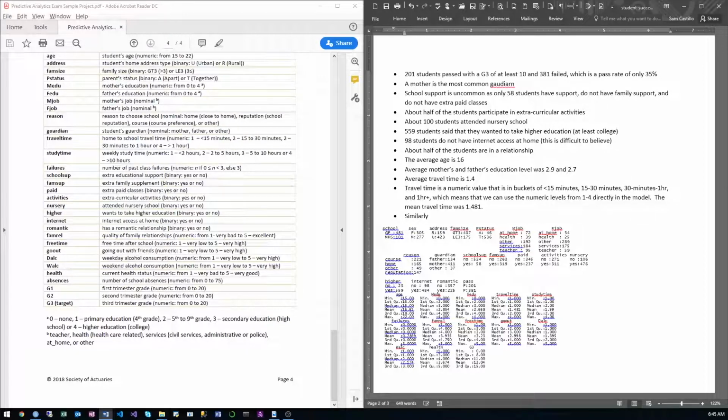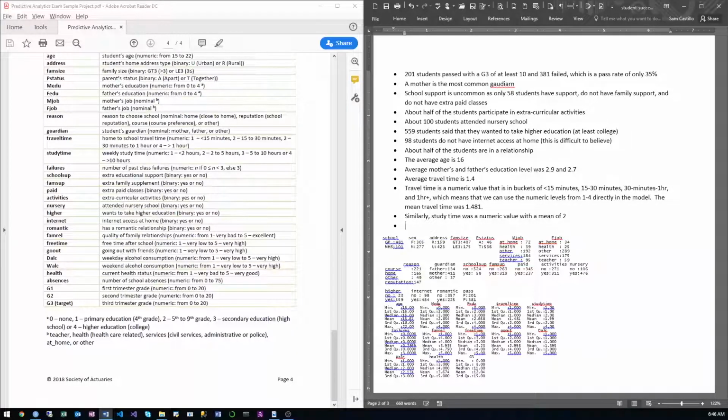Similarly, study time was a numeric value with a mean of 2. Go out. Go out with friends. 1 is very low. 5 is very high.